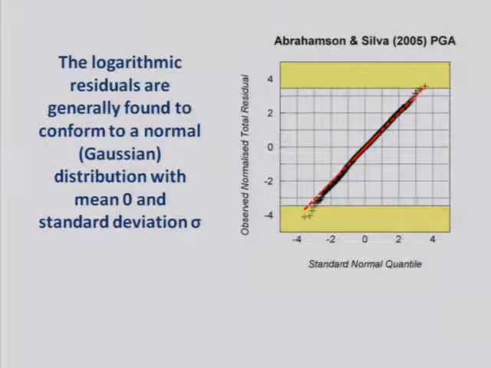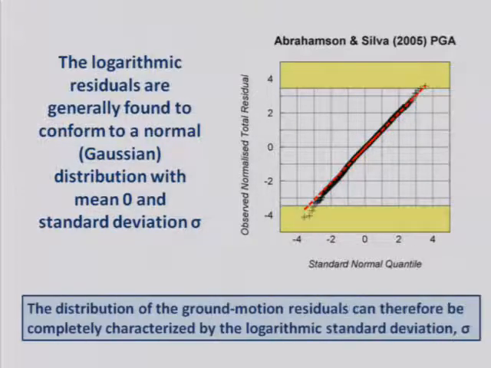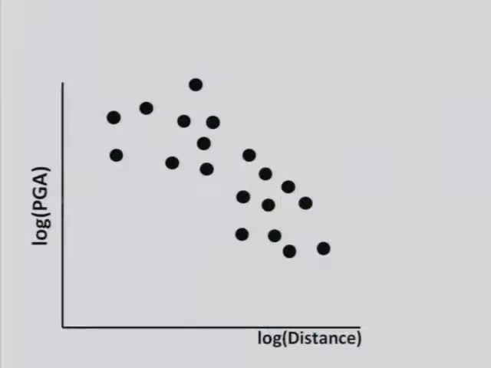This end, not so well, but this end doesn't really matter. These are the extremely small levels of motion that don't really concern us from a hazard perspective. So the distribution of the ground motion residuals, therefore, is completely characterized by the distribution of the logarithmic residuals, and therefore the logarithmic standard deviation sigma, which is what today is all about.